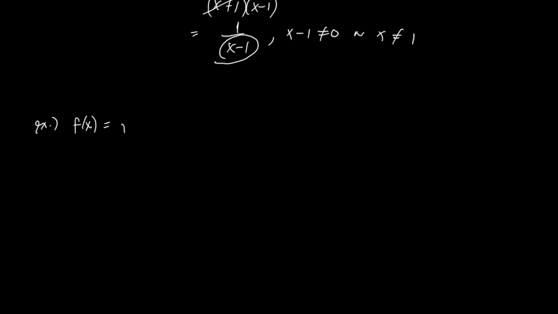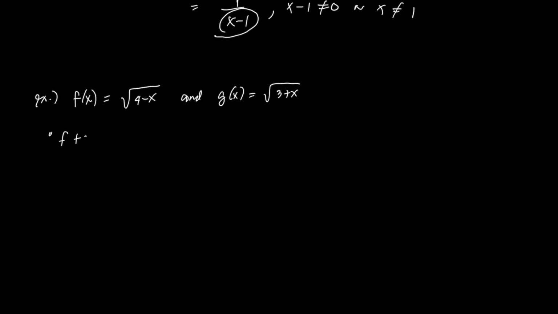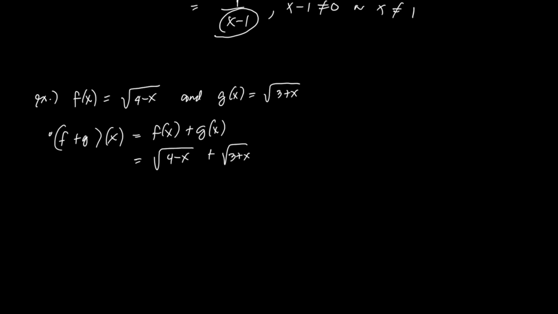Let's have another example. f of x is equal to the square root of 4 minus x, and g of x is equal to the square root of 3 plus x. So now (f plus g) of x is just f of x plus g of x. So that's the square root of 4 minus x plus the square root of 3 plus x. That's it. We cannot do anything more about it.